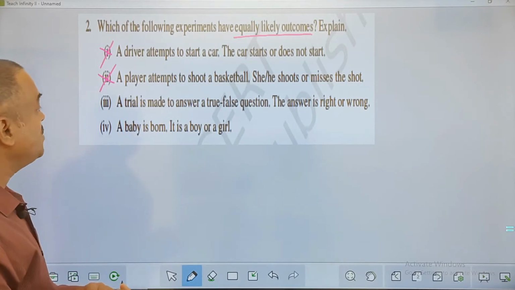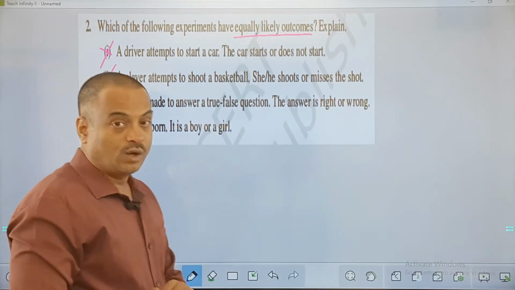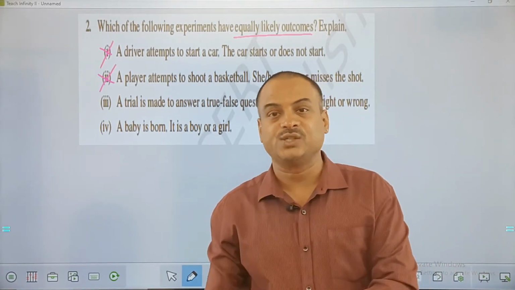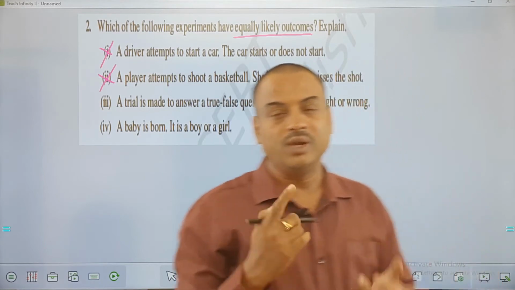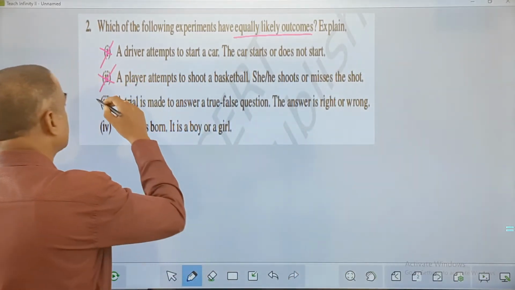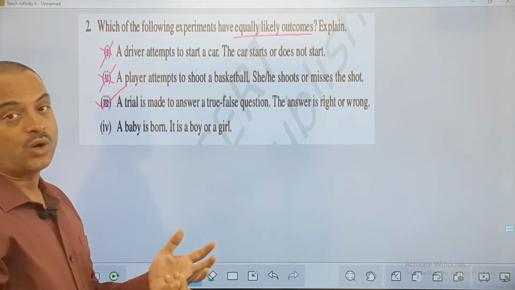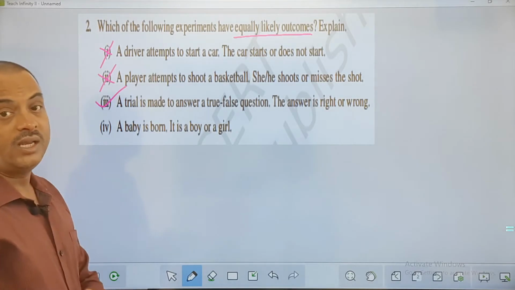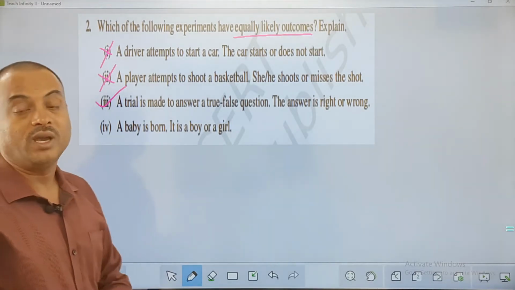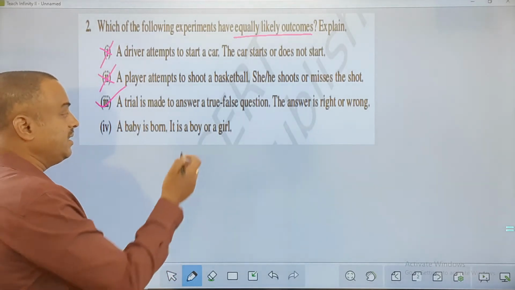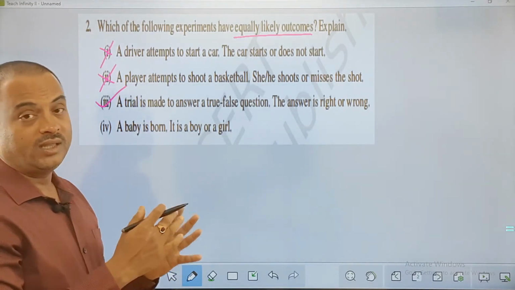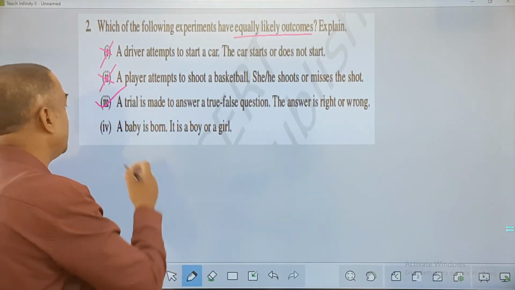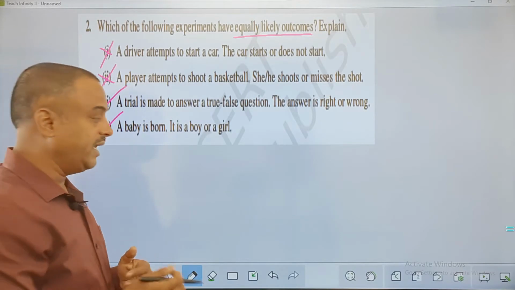Next one, a trial is made to answer the question and it should be right or wrong. Yes, of course, you cannot take an option called right as well as wrong simultaneously. It is not possible. So it should go either right or wrong. So this is called equally likely here in this case. Same like a coin, head or tail kind of a situation. And again, a baby is born, whether it is a boy or a girl. We all know that there are only two things. If it is a boy, then it is not a girl. If it is a girl, it is not a boy. So in such case also it is said to be equally likely events.